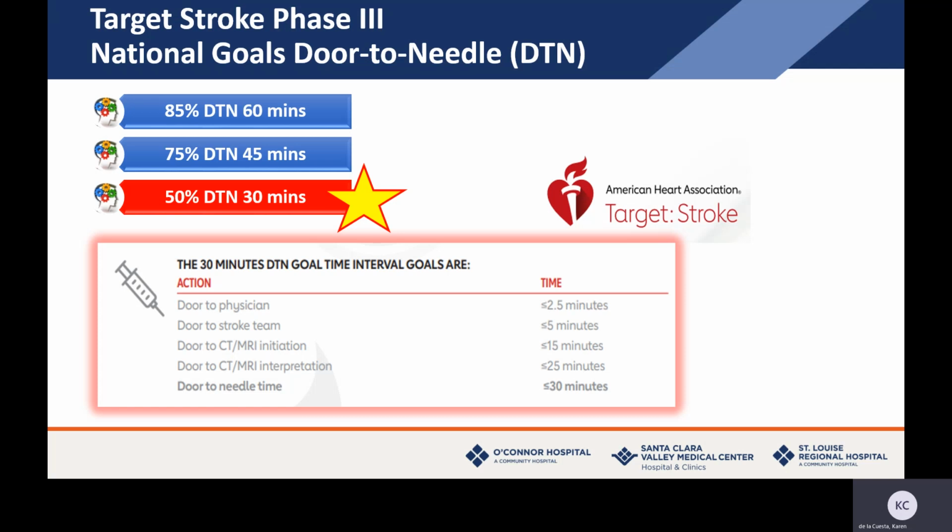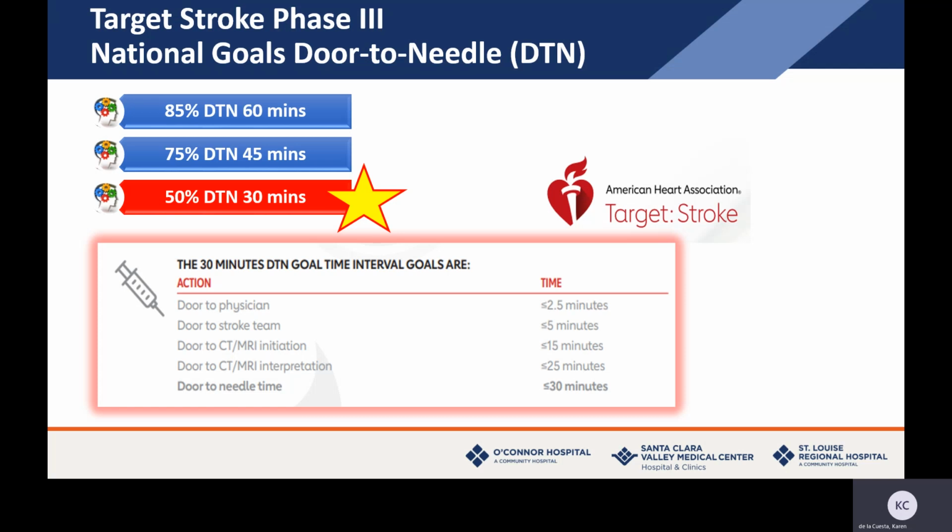And to achieve the 30-minute door to needle time, it's not easy. But if the workflow is adhered to and we do our proper screening, we can do it. And it has been done, and we are in the process of making great strides here. So what is it? It's door to physician in less than 2.5 minutes, door to stroke team less than 5. It's rapid, door to CT initiation less than 15, and door to CT interpretation less than 25 minutes.